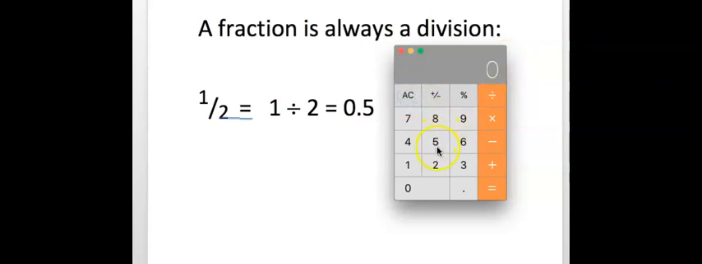Let's see what happens when we do 3 shared equally 4 ways. What do you think it will be? 0.75 is 75 hundredths and it's 75%. Now you can do this with any fraction. Let's have a look at 2 fifths. 2 divided by 5 equals, I think, 0.4.